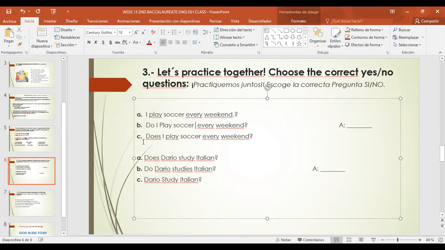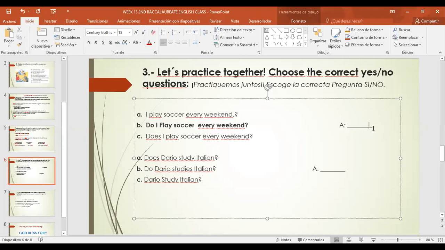Teacher. La C. La C, ok. ¿Alguien tiene otra opinión diferente? La C es, does I play soccer every weekend? La B. La B, letter B. This one, do you think this is the correct? Okay, that's right, guys. Excellent. Yes, miss, the correct is letter B.